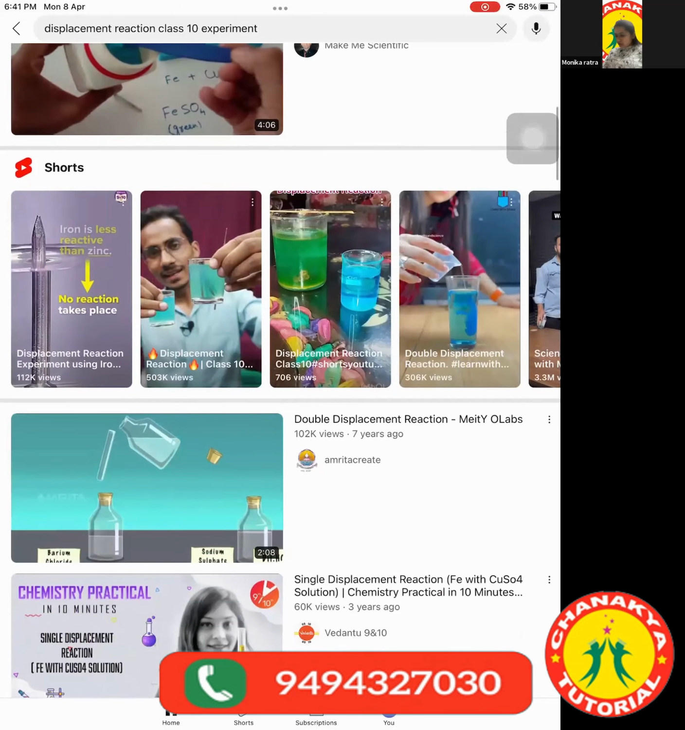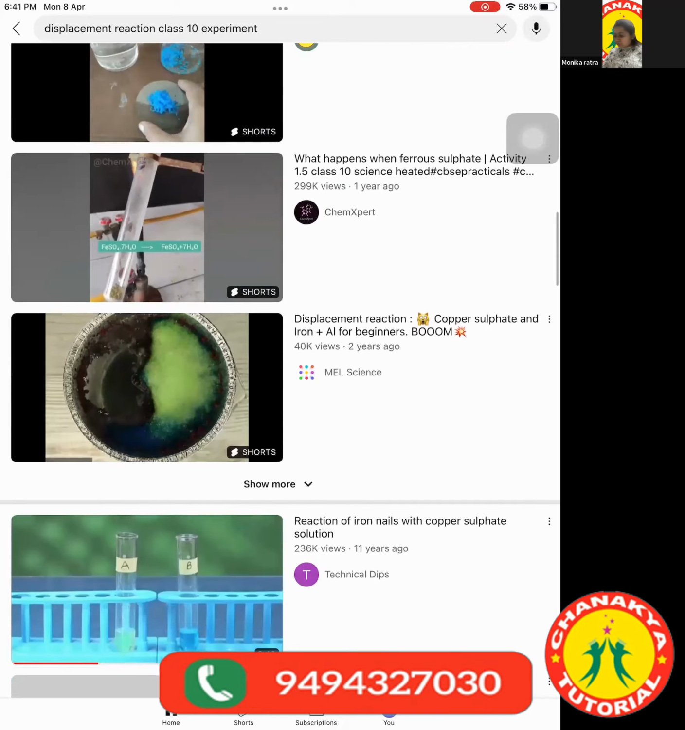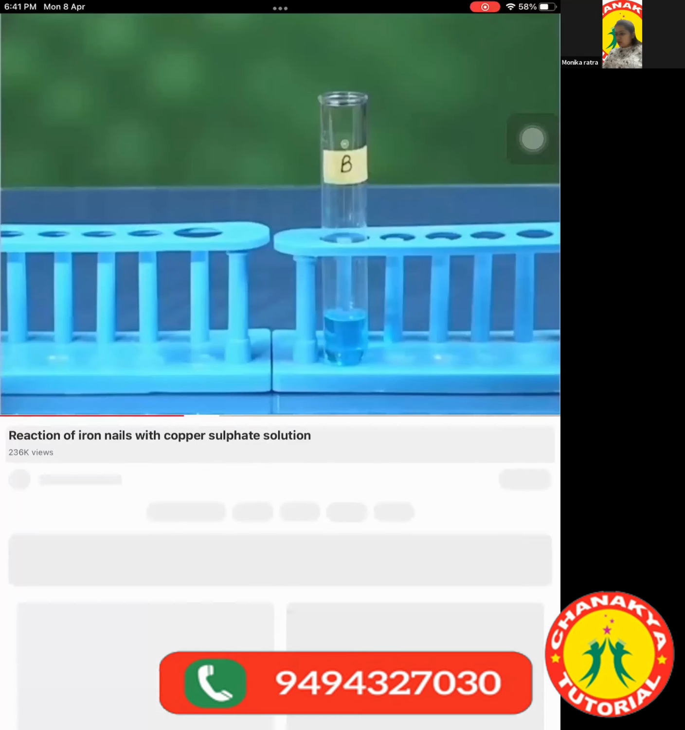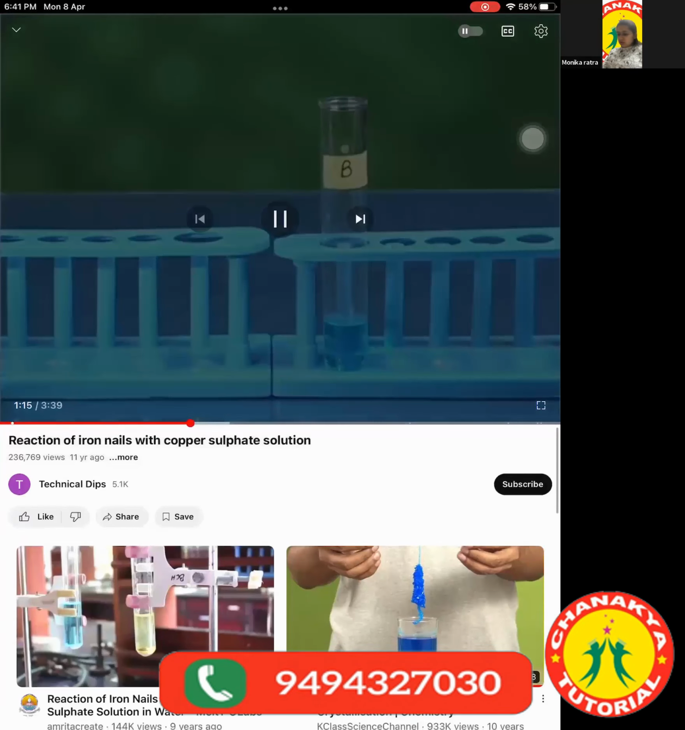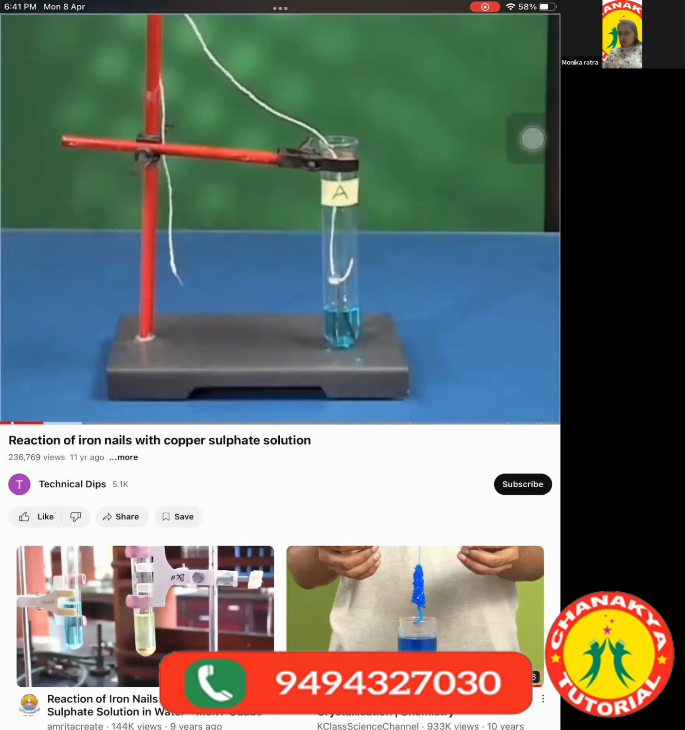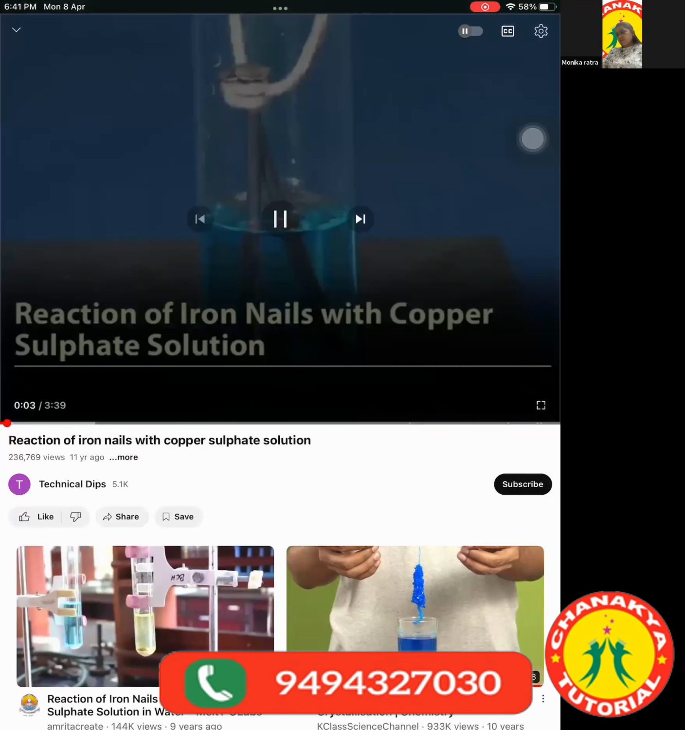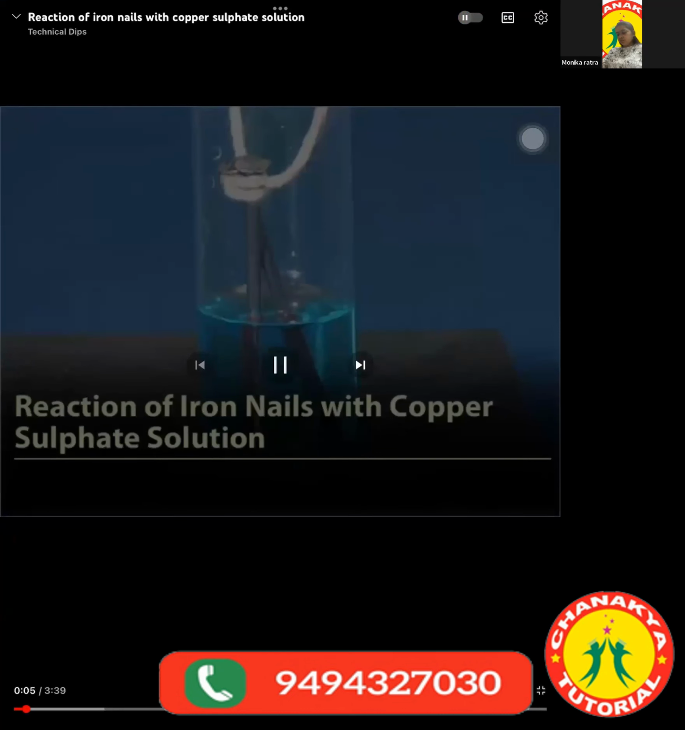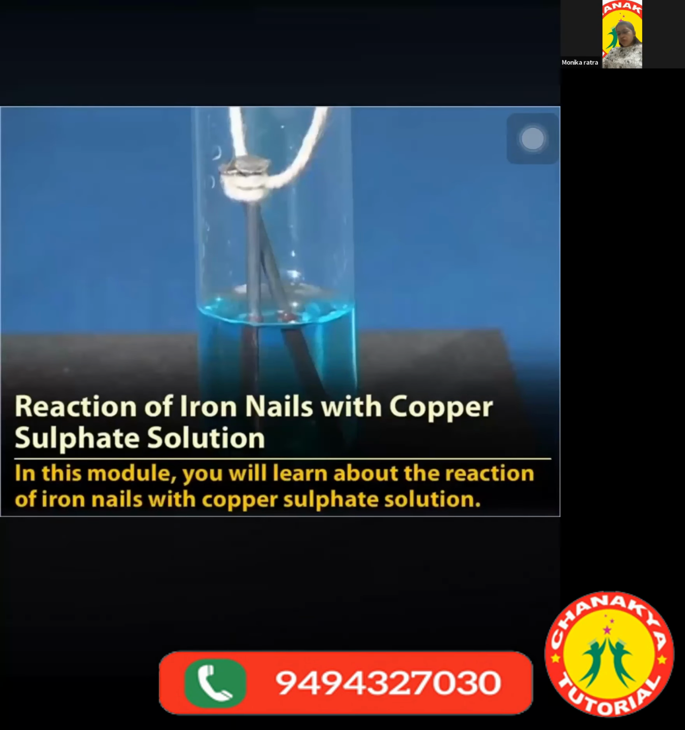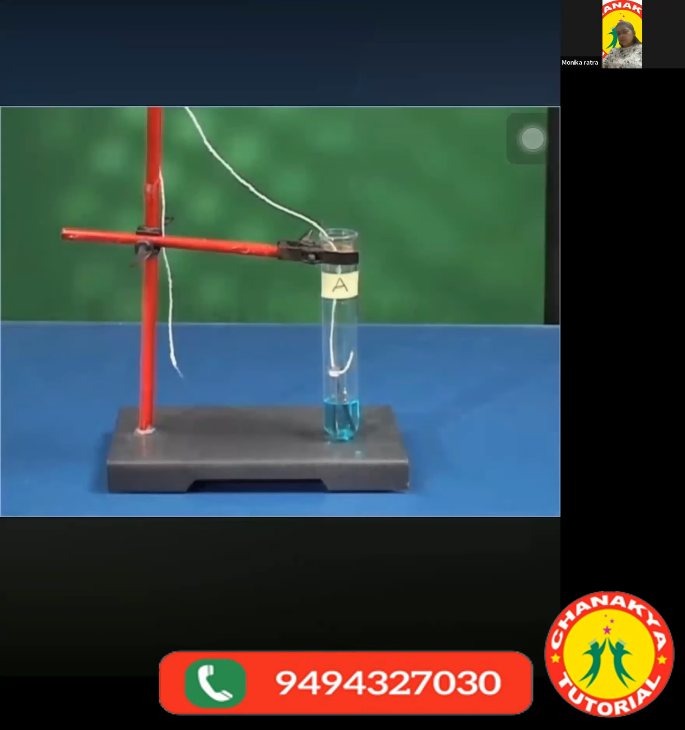So I'll try to see if there is any real video. I think we can see this. When an iron object is kept in copper sulfate solution, the color changes. This video shows the reaction of iron nails with copper sulfate solution. In this module, you will learn about the reaction and these changes. Let us perform an activity to find out the details of this color change.